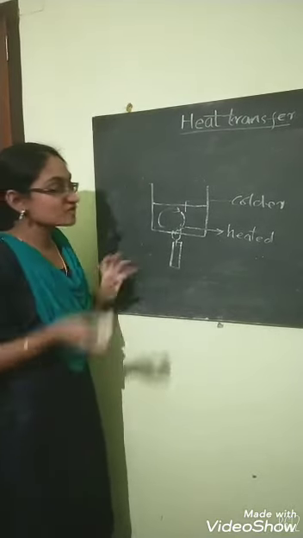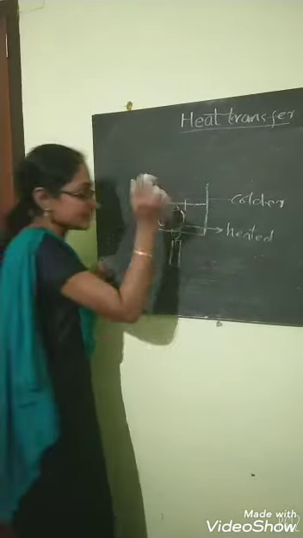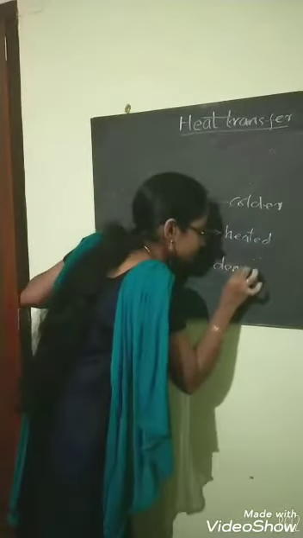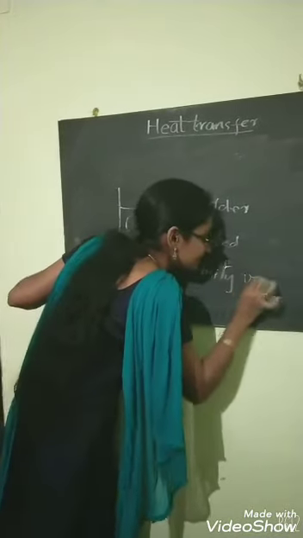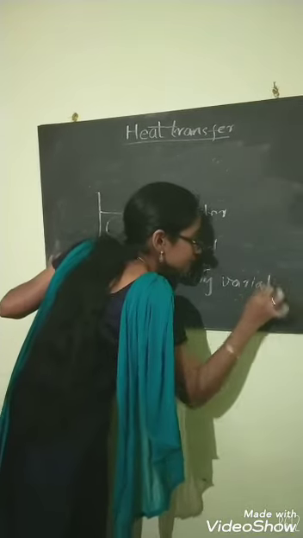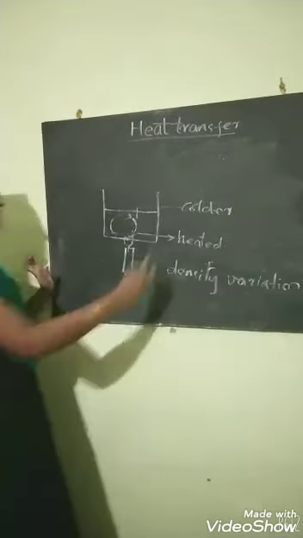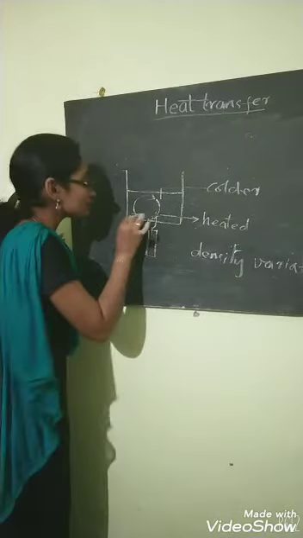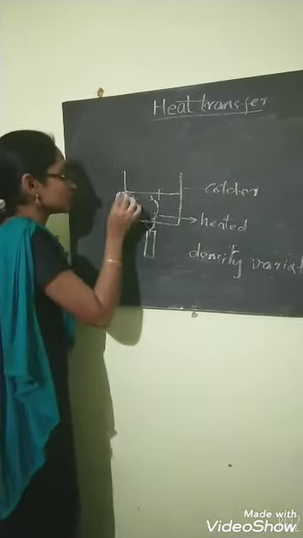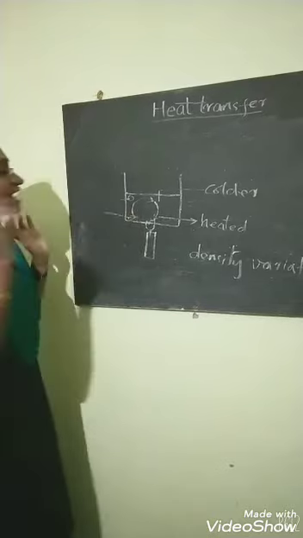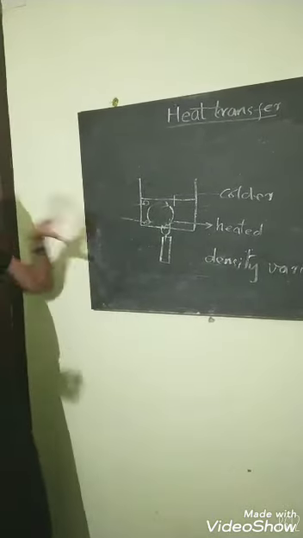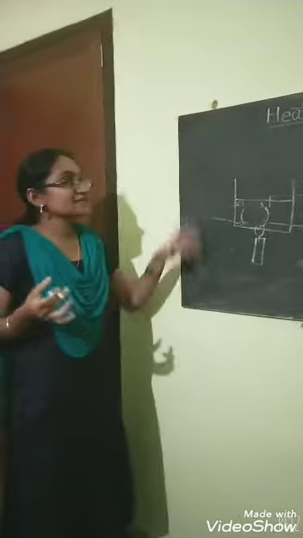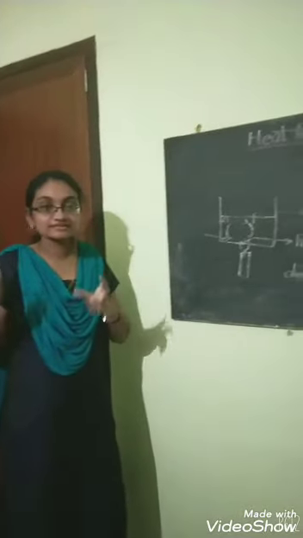This is because of the density variation of the liquid. You just understand this reason. So, the molecules at the top and the bottom are moving from their positions. The heat transfer that takes place here is called convection.